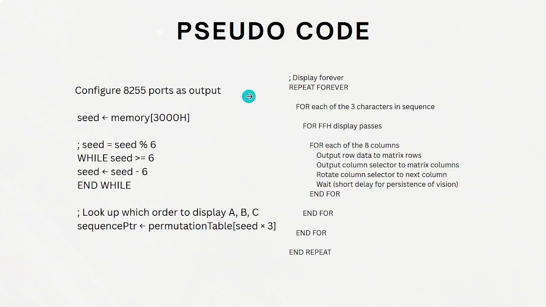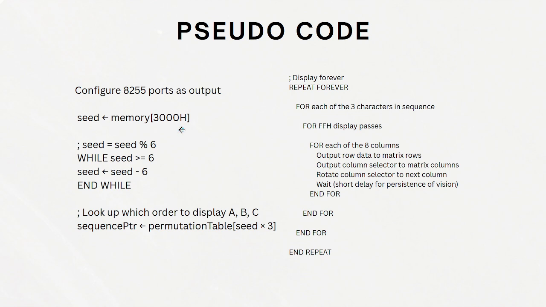So first I'll start by giving you the pseudo code of the project so that you understand what's happening at a high level. So first we'll start by initializing all the ports so that everything works as expected. Next we'll get the value of the seed from the memory location 3000H as was discussed earlier.